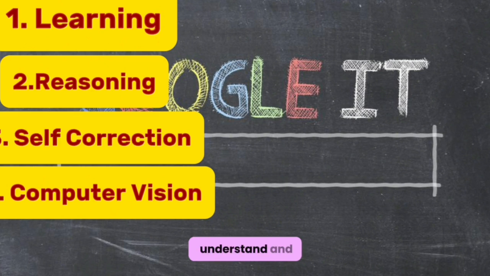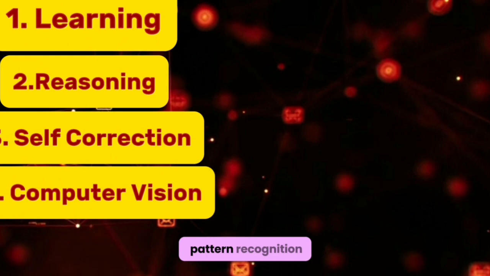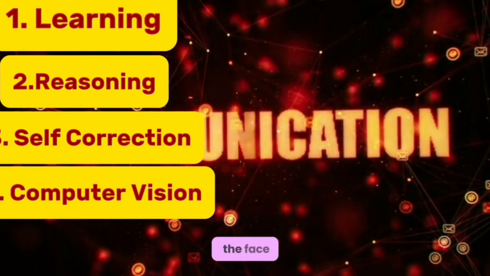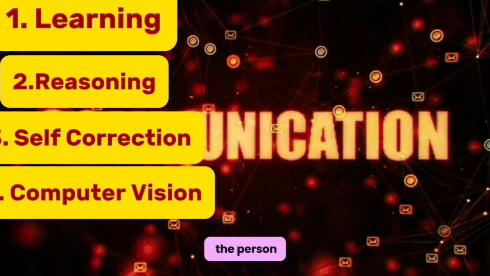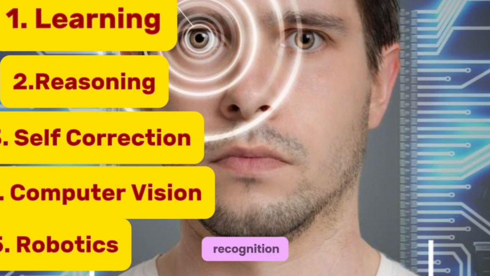Number 4 is computer vision. AI can understand and analyze visual inputs like images and video using pattern recognition. An example is the tagging option in Facebook, which recognizes faces automatically and suggests the person's name. Once the machine understands an image or video, it uses it for recognition next time.